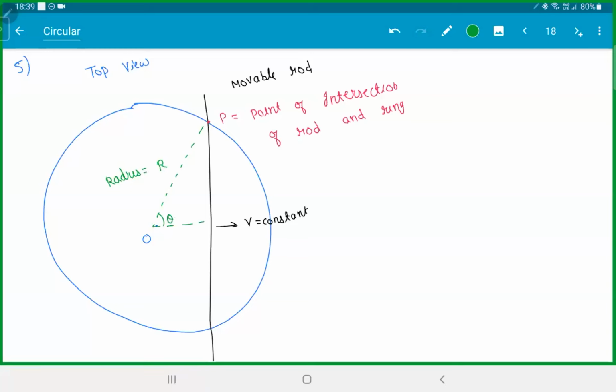Basically, theta keeps on changing. So see, this is what happens. If you look at the diagram now, as the rod is moving, can you see? Initially P is here, then P is here, then P is here. So for a person standing on the center, doesn't it look like P is rotating? Are you getting how it is? As the rod is moving, the P is a point of intersection. Find the angular velocity of point P.